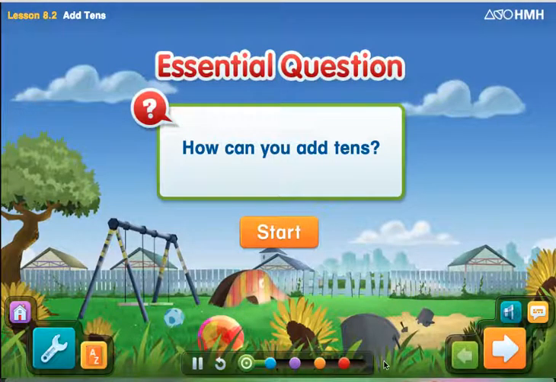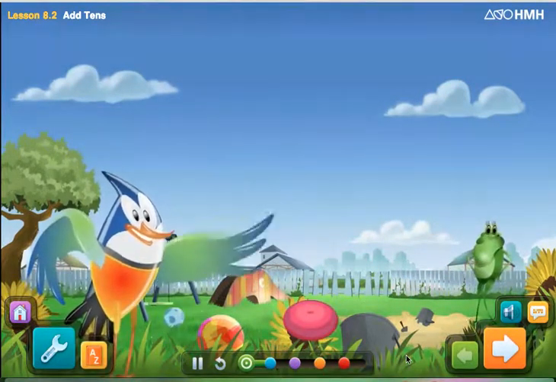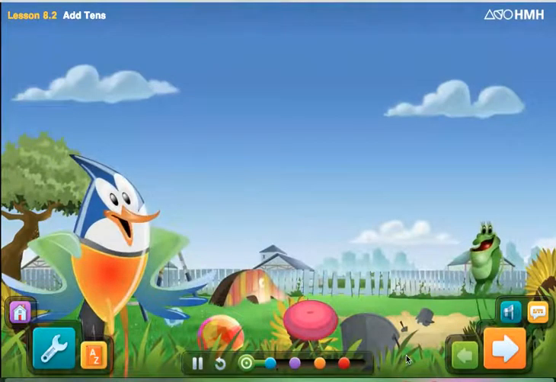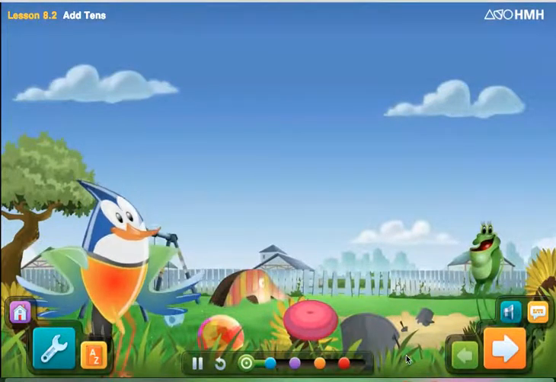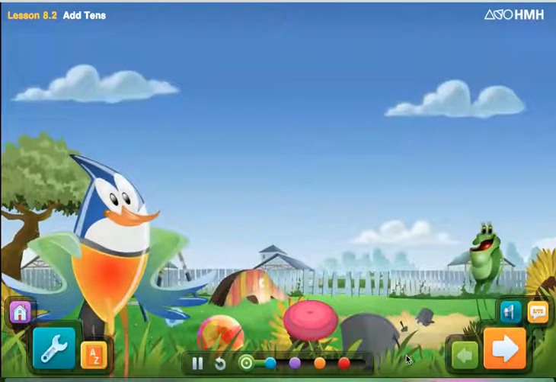Wow, can you add tens? Hi there! Felice and I have been watching the neighbor play with a flying disc. It's tough, isn't it, Fliss? But the neighbor is getting better. Click the flying disc to find out just how much better she's getting.